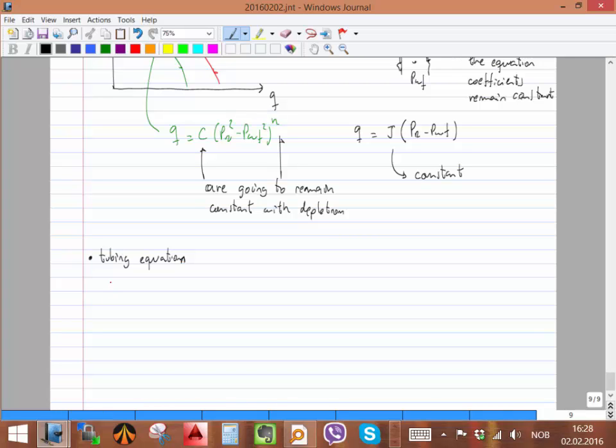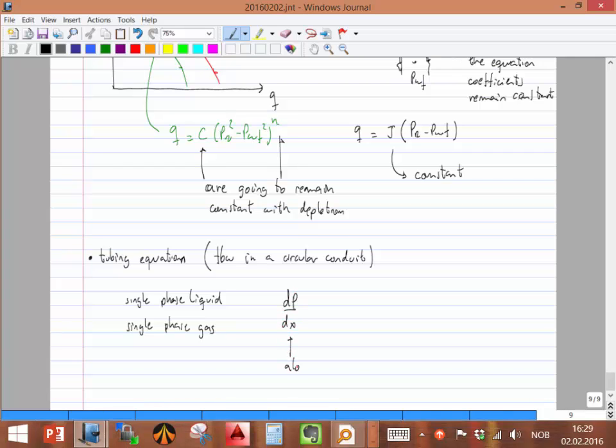So let's go to the extreme cases: we have single phase liquid, or we have single phase gas. And remember that this tubing equation is only flow in a circular conduit, that means almost like in a pipe. So we have that the total pressure drop along the pipe, in this direction x, is going to have three components: dP/dx friction plus dP/dx hydrostatic plus acceleration, and acceleration usually we can neglect if there are no brusque expansions or contractions.